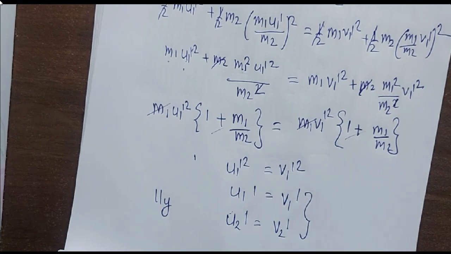These are in the center of mass frame of reference. The magnitude of velocity of each particle remains unchanged. u1 will go to v1 and u2 will go to v2, unchanged in the elastic collision. Thank you.